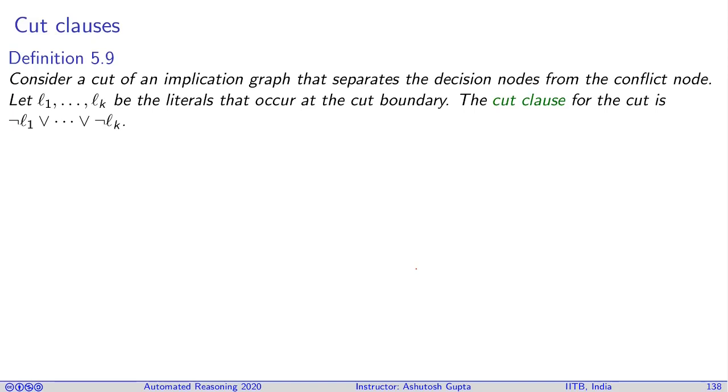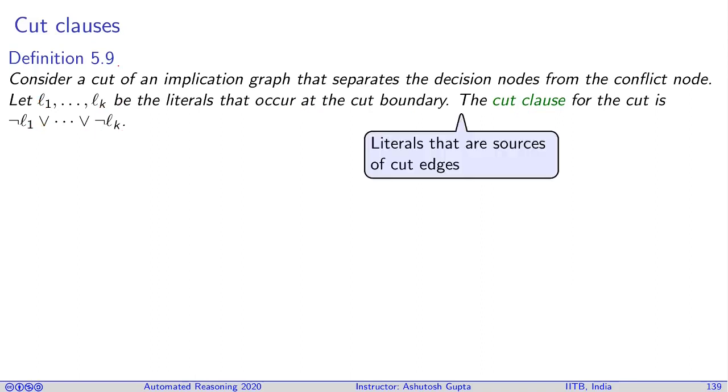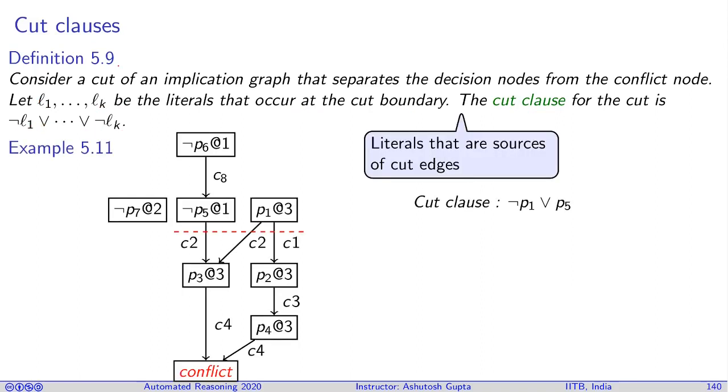We introduce a concept of cut clauses. What is a cut clause? Let's read the definition. Consider a cut of an implication graph that separates the decision nodes from the conflict node. Let L1 to Lk be the literals that occur at that cut boundary. The cut clause for the cut is the disjunction of their negations. Very mouthful definition. Let's look at an example.